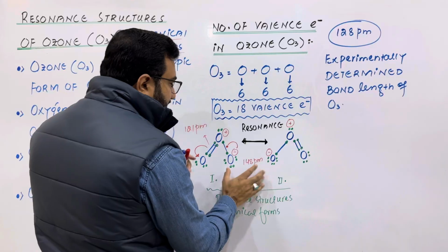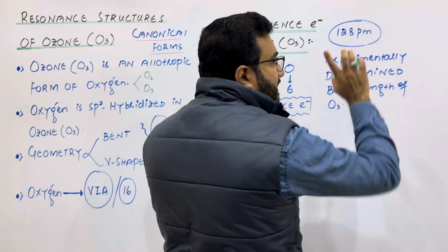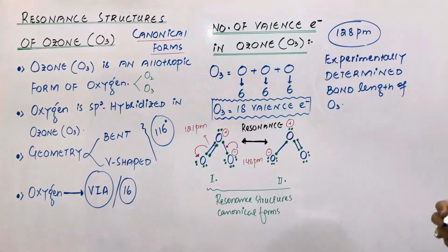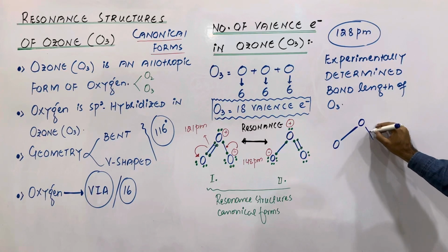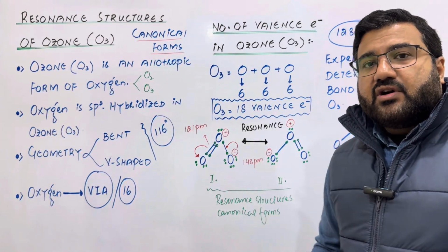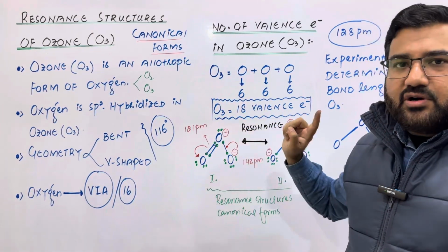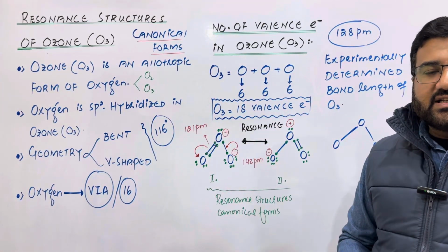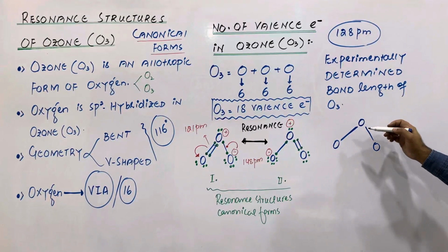According to these proposed structures, there should be two types of bond lengths, but experimentally we have found that there is only one bond length in ozone, and that is 128 picometer. So the actual structure of ozone should be something like this. It should have bent geometry. The angle should be 116, just like these two resonance structures. But in order to justify the bond length, which is neither equal to the double bond length nor the single bond length, it is in between the bond lengths of the oxygen-oxygen double bond and oxygen-oxygen single bond. So in ozone, the bonds are neither double nor single, but something in between them.